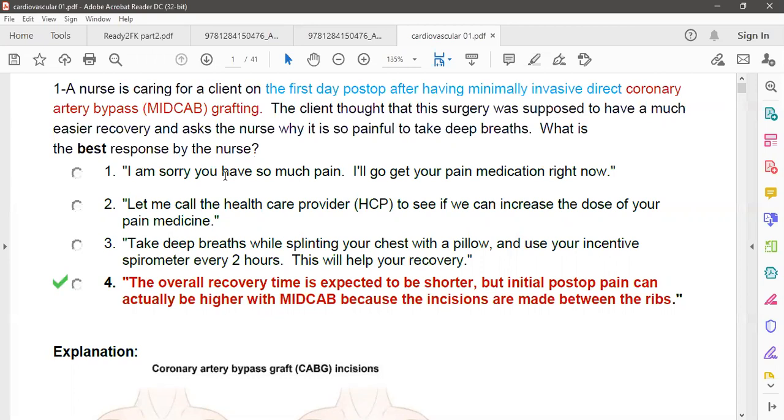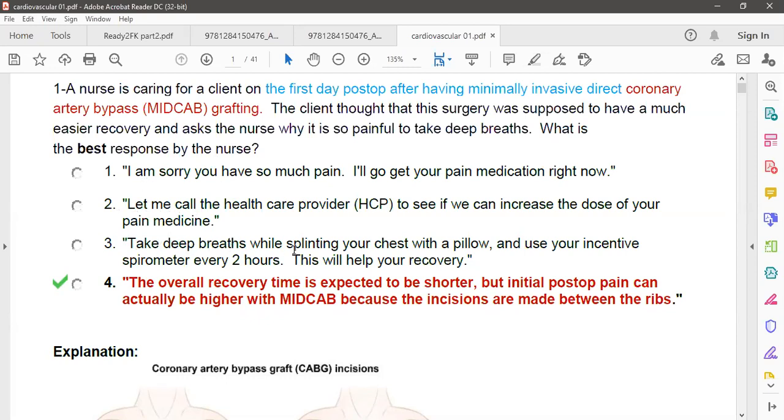Number one: "I'm sorry, you have much pain." It does not make any sense. It is not a professional answer. Number two: "Let me call the healthcare provider." You do not need to call the healthcare provider to answer this question by the patient. Why are you there? You have to manage your patient. Number one, number two, never the answer.